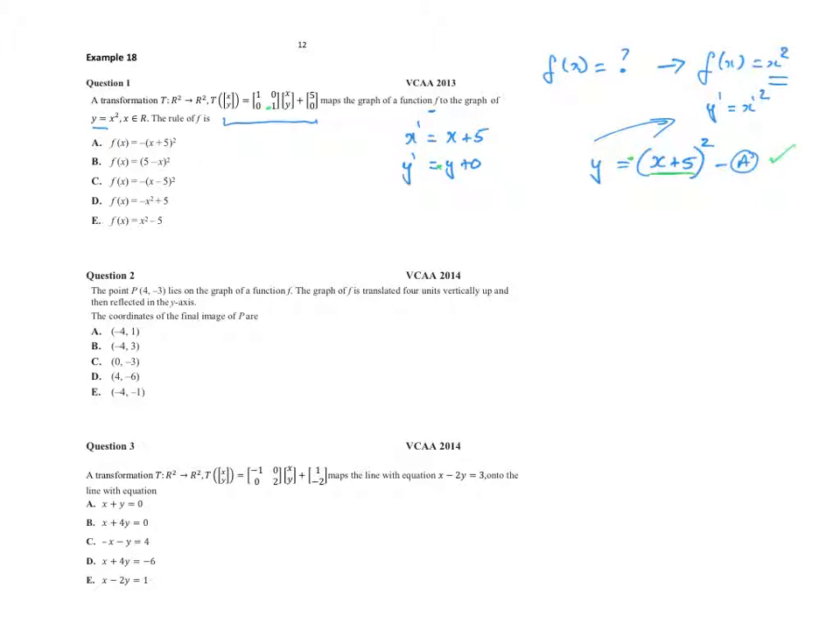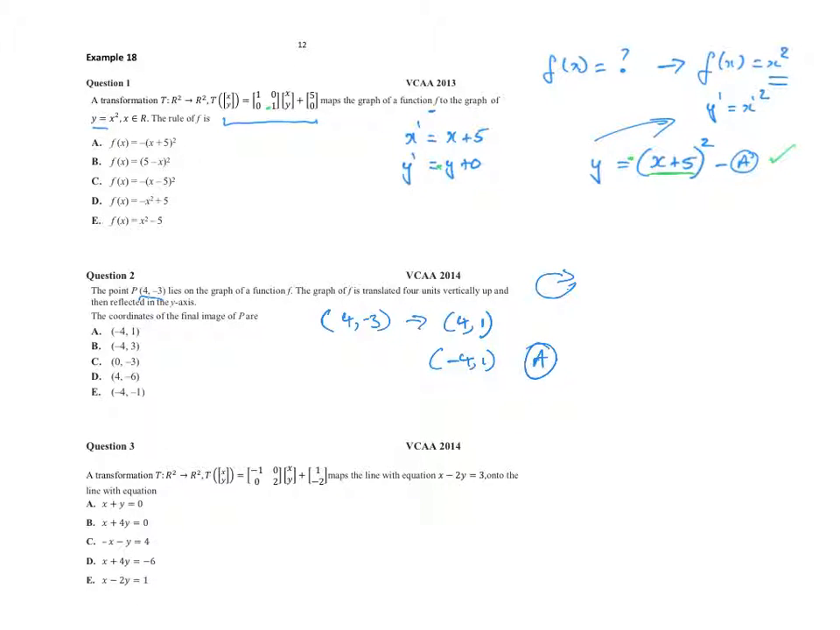Let's go to question 2. The point 4, negative 3 lies on a graph of a function f. So there's our point. It is some translation seems to be applied to it. What happens? The graph of f is translated 4 units vertically up. So vertically up means the y value increases by 4. So we get negative 3 plus 4, which is positive 1. Reflected in the y-axis, so in the y-axis is about that way, so my x value changes sign, so we get negative 4, 1. There, the coordinate of the final image is negative 4, 1, so that's the point A.